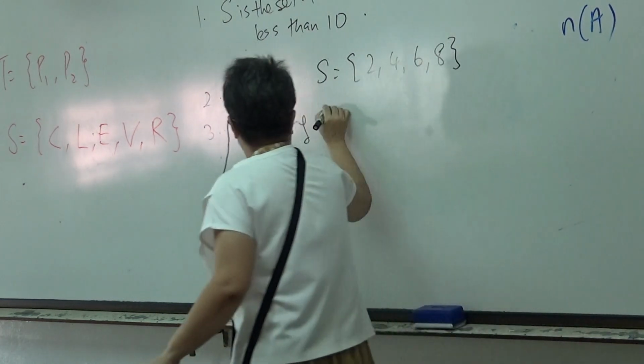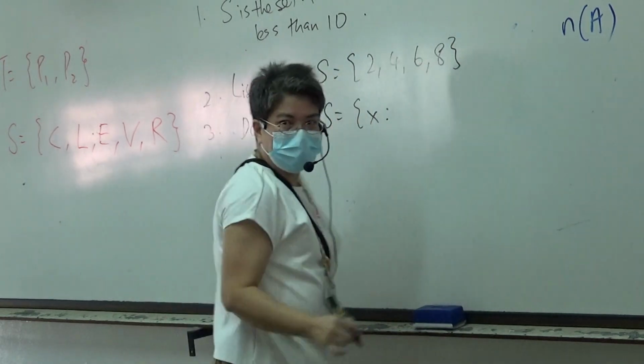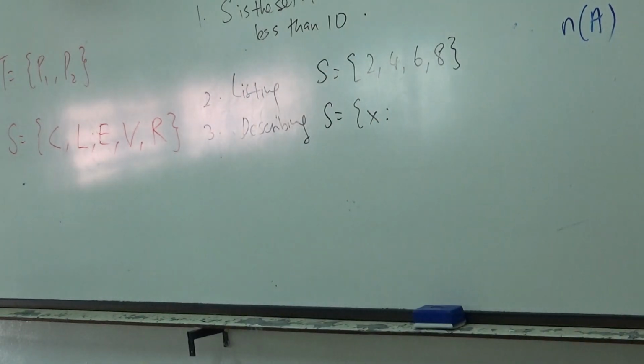What do you mean by describing in set notation? You always need this: x such that. The colon means such that. x such that.